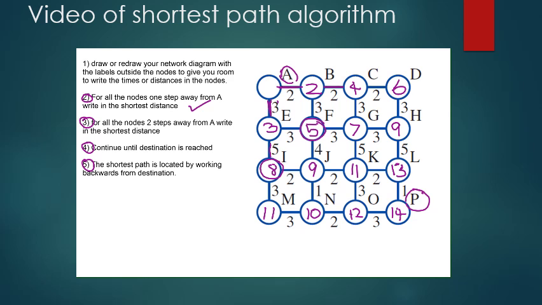After you've reached your final destination, you have calculated the shortest distance. In this example, the shortest distance is 14. To find the path that you've traveled, you need to work your way backwards. To do this, you take the node and then you subtract the arc length. If the result is equal to the next node, that is the path you've taken. So I'll show you what I mean.